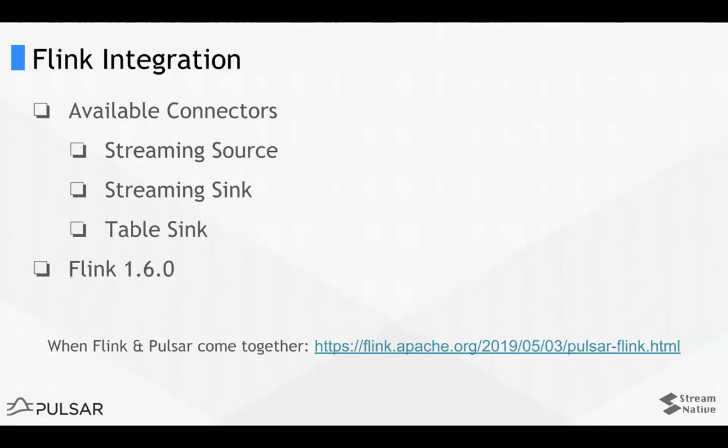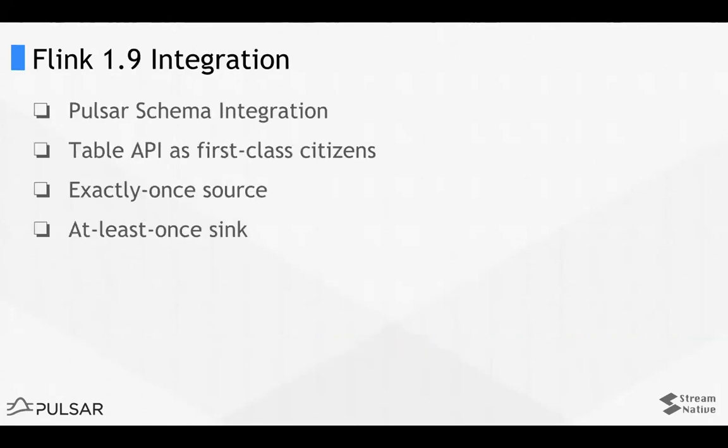It doesn't fully leverage the features of Pulsar, so we redid the integration, and it's integrated with the latest Flink 1.9 release. The whole integration is built around a core concept called Pulsar Schema, which means we treat the Pulsar streams as structured streams, and we leverage all the schema information that Pulsar already has. So you don't need to provide an additional serializer or deserializer on Flink when processing the data. You just leverage all the schema information within Pulsar.